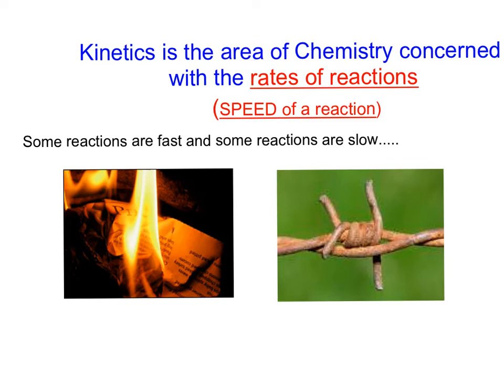Some reactions are very, very fast, like an explosion or burning. They tend to be pretty fast, whereas some reactions are very, very slow and take a long time to go, like rusting. If you have barbed wire fences, they're going to take a very long time to rust. They will eventually rust, it just takes a while. So we would say that's a slow reaction.